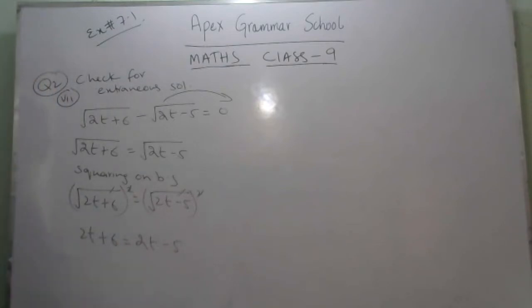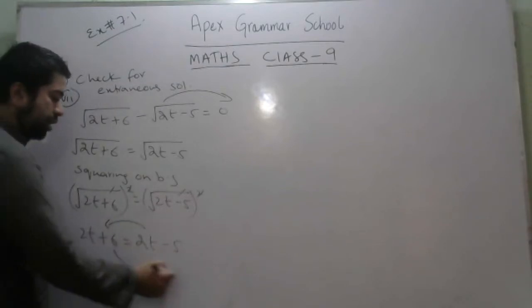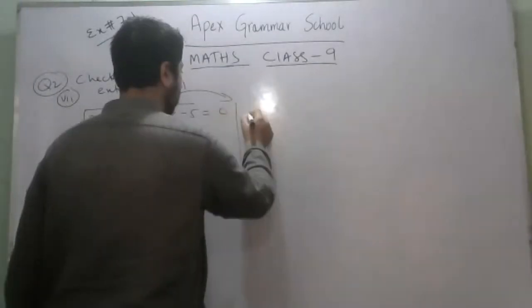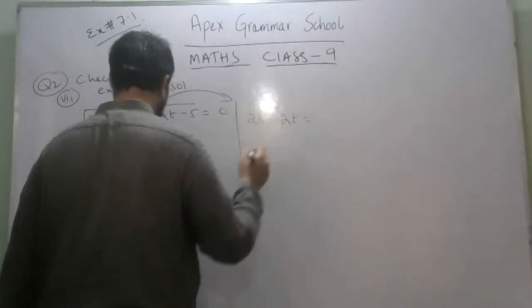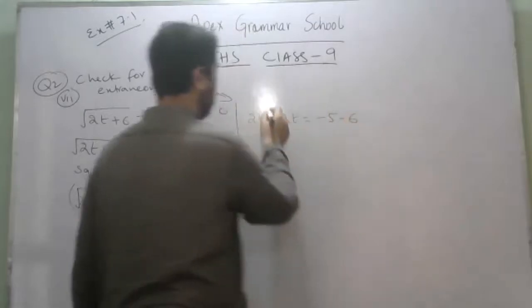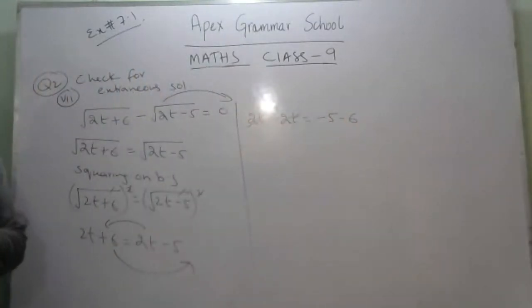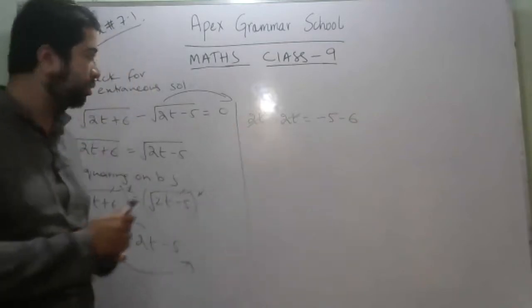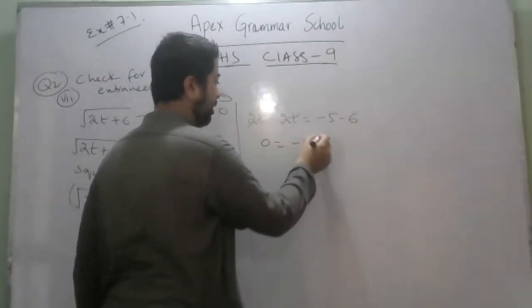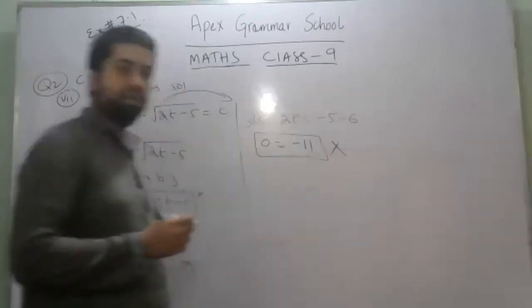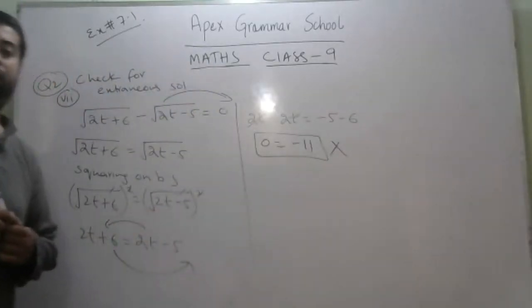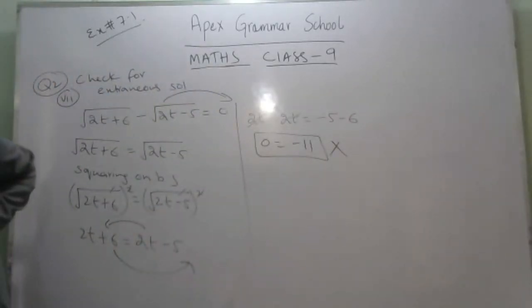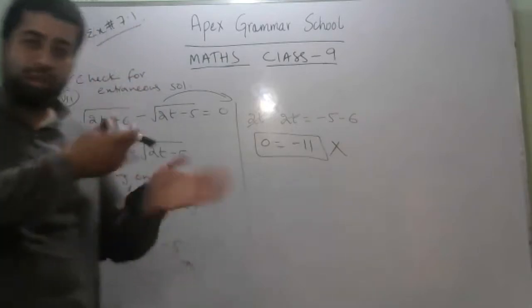Now move and collect all the values relevant to t on one side. 2t minus 2t is equal to minus 5 and minus 6. And you can see that this 2t will cancel the other 2t and you are left with 0 is equal to minus 11. This is not possible. First of all, we need to find the value of the unknown variable that is t presented here. But the variable is totally abolished. That is the first thing. And the second thing is 0 can't be equal to negative 11. So this question has no solution.